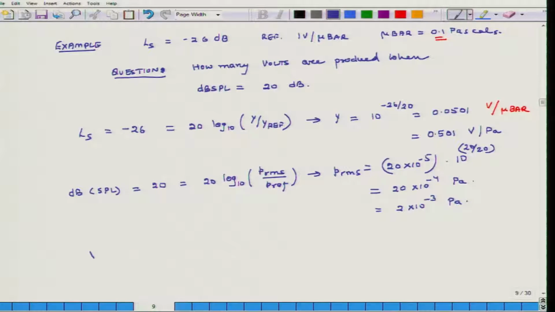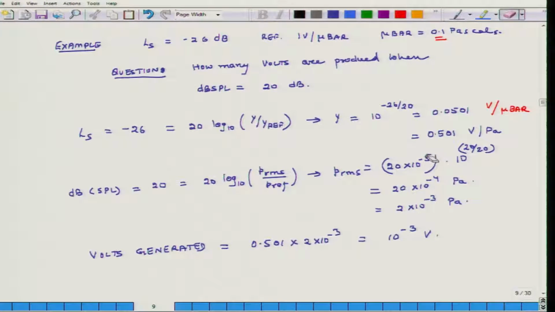So, then volts generated, this is volts generated is what? Is equal to 0.501 times 2 into 10 to the power of minus 3. So, that comes to 10 to the power of minus 3 volts.